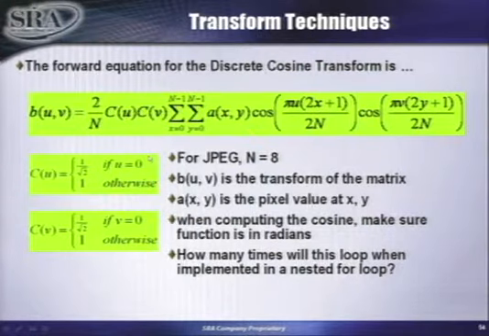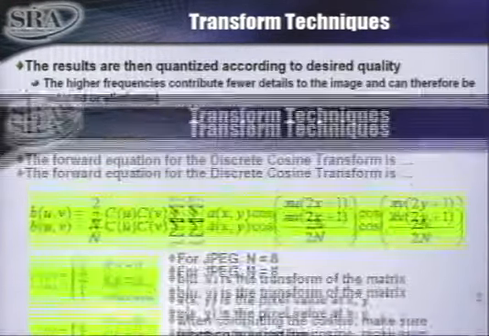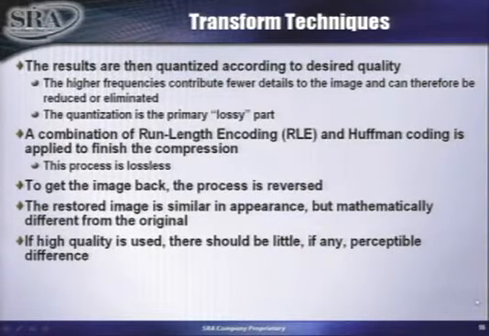Now that's not true for all matrices, and that's also going to depend on the quality factor, which we'll talk about briefly. As it says, the results are quantized according to the desired quality. When you have a low quality JPEG, you use a larger value in the quantization table, and so you're dividing by a larger number, and so you result in more zeros, but less detail.